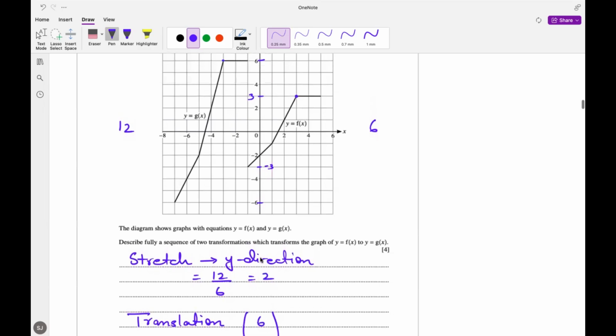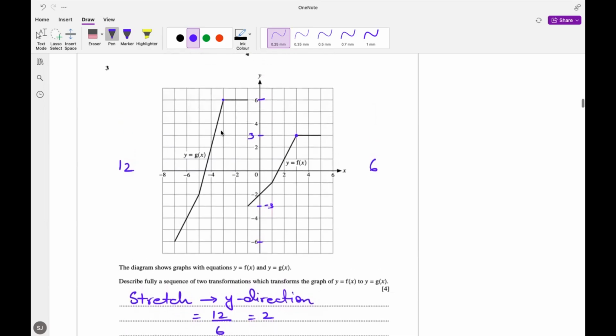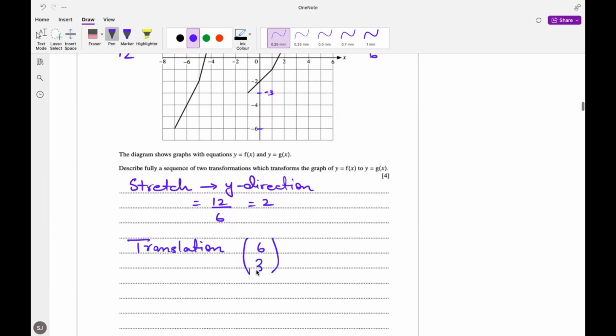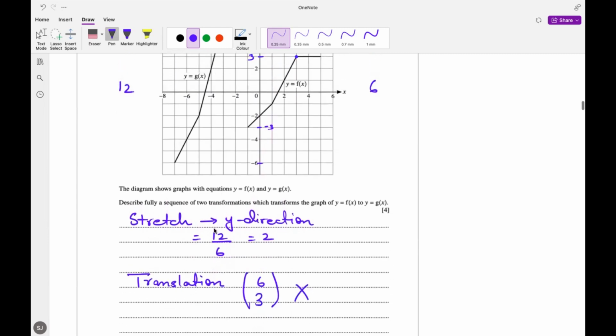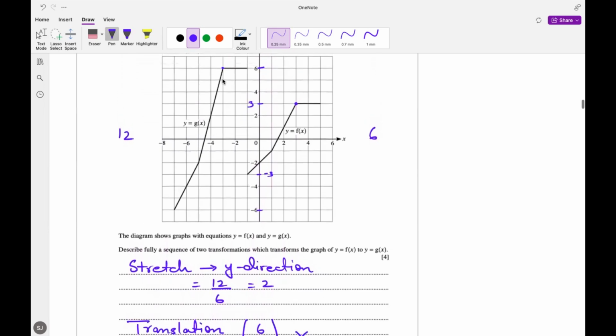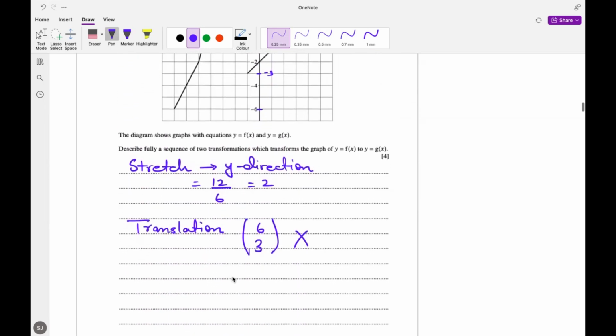Now, a common mistake that students make is they also add the movement in the y direction, which is 1, 2, 3, and they give their answer as -6 and 3, which will be wrong, as this 3 was because of the stretch. So the correct answer would be using -6 and 0.